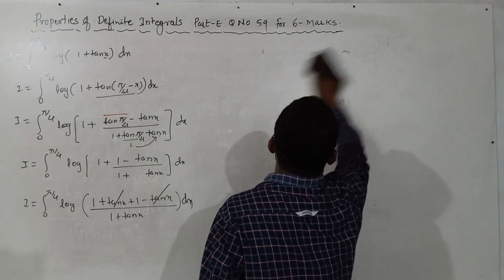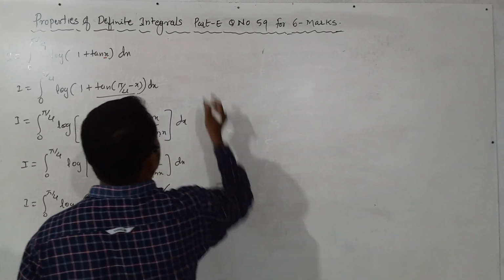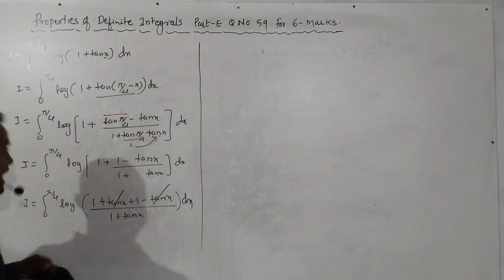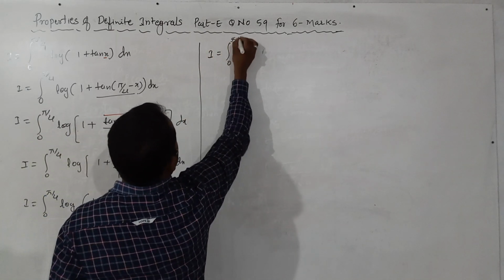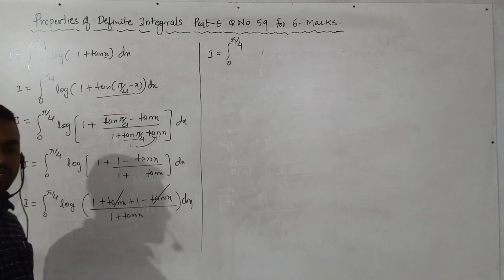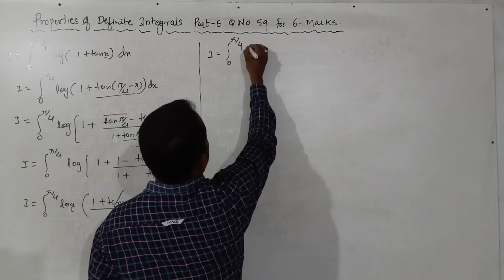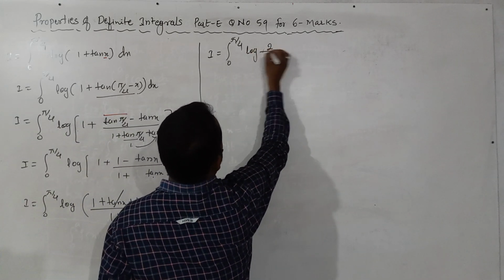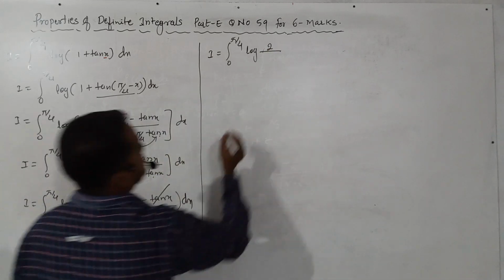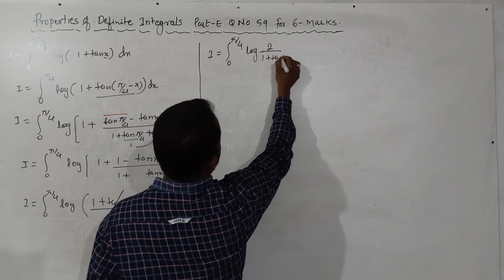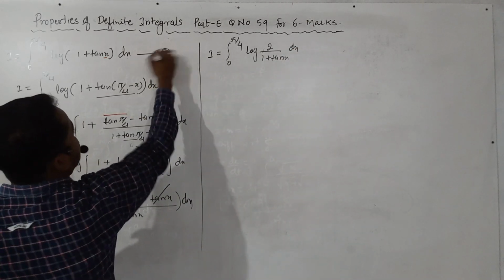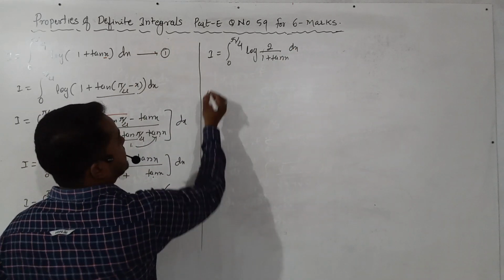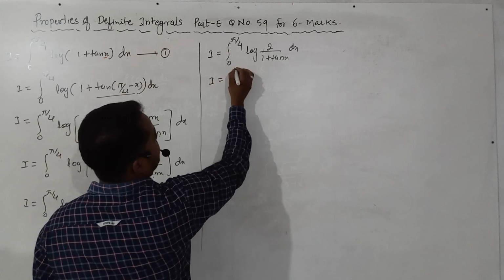The use of this property and formula is over now. See here, then I is equal to integral from 0 to 5 by 4 of log, 1 plus 1 is what? 2. Log 2 divided by 1 plus tan x, dx. This equation, this first one is what? This is equation 1. Yes, that is I is equal to integral from 0 to 5 by 4.